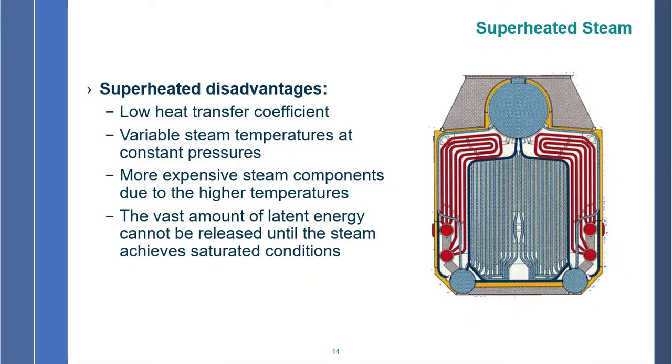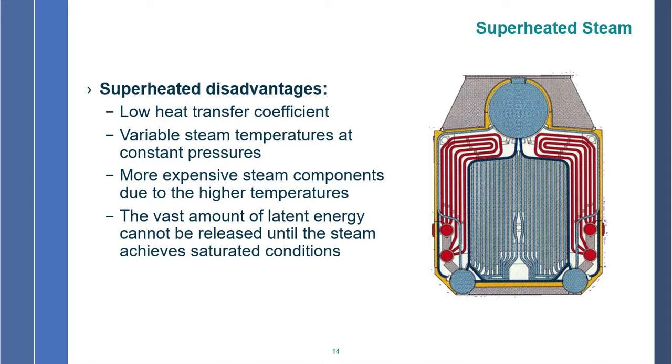The disadvantages of superheat, because we talked about the advantages, that condensation will not occur. The disadvantage is a low heat transfer coefficient. Variable steam temperatures at constant pressure. So the temperature can vary. It's not a direct relationship to the pressure. More expensive components due to the high temperatures. As we go up in superheat temperatures, of course, the materials will change due to the temperature.